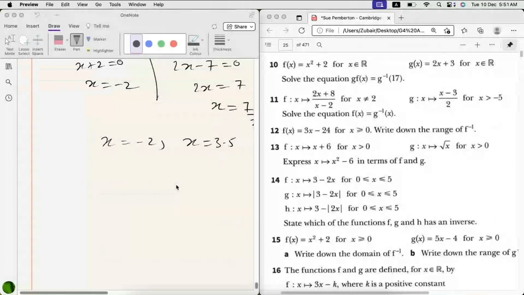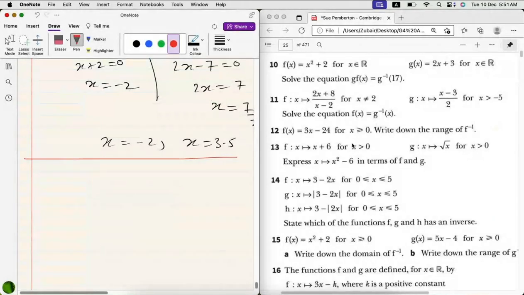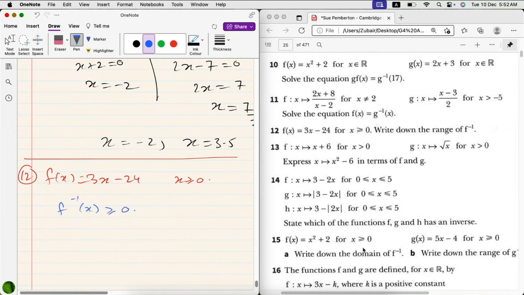Okay, now the nature is changing a little. He's asking about range also. Question 12 says f of x is equal to 3x minus 24, where x is greater than or equal to 0. Write down the range of f inverse. So f inverse x is greater than or equal to 0. Question done.